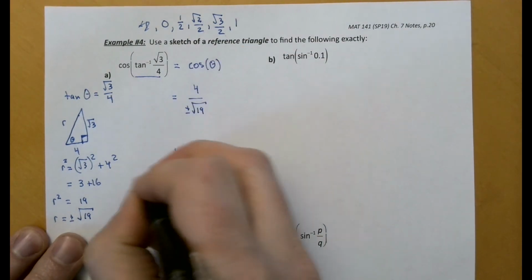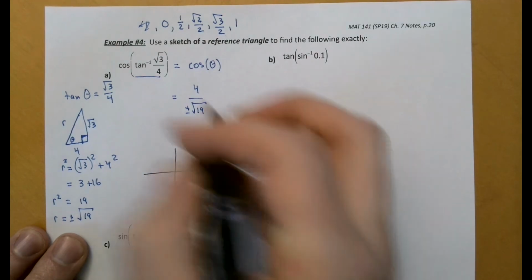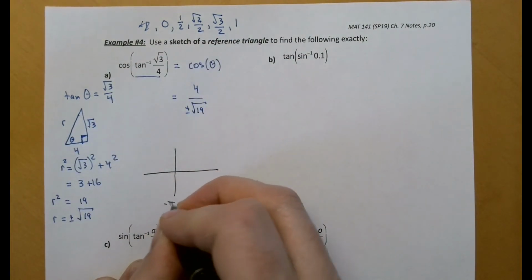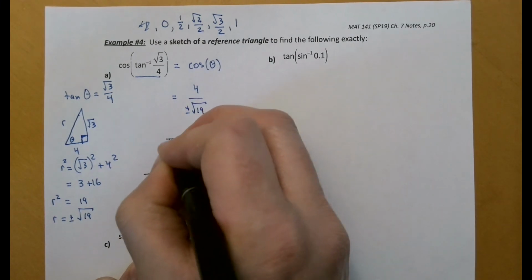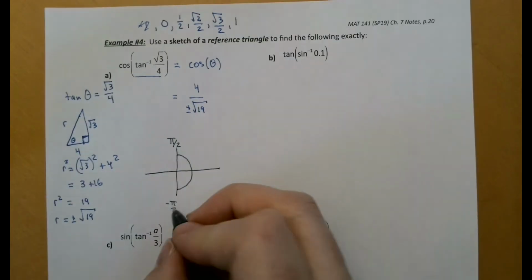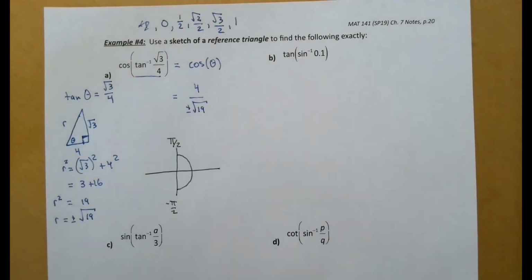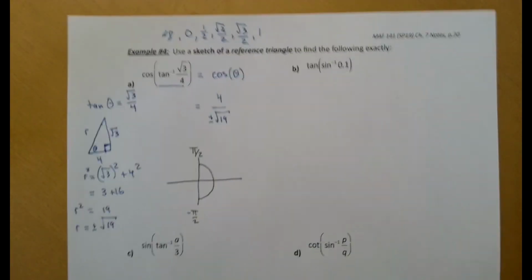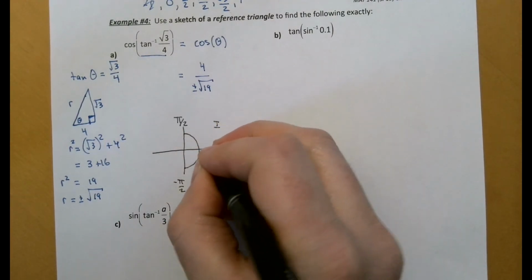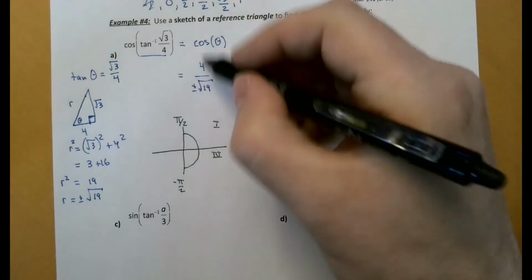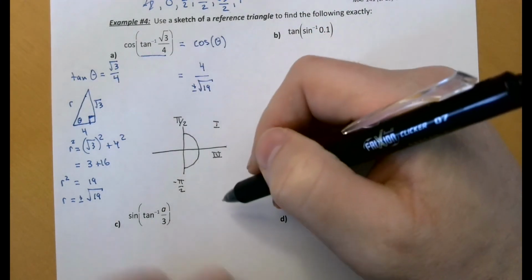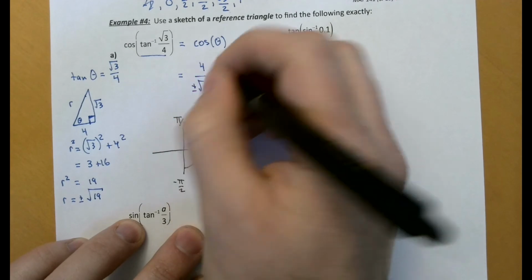Well, here's how we do it. Recall that the outputs of tangent are all the values between negative pi halves and pi halves, not inclusively, right? So it can't be negative pi halves, nor can it be pi halves, but any value in between there. So if you look at this, that means we're fixed in the first and fourth quadrant. Well, what are the cosine values in the first and fourth? They're all positive values.